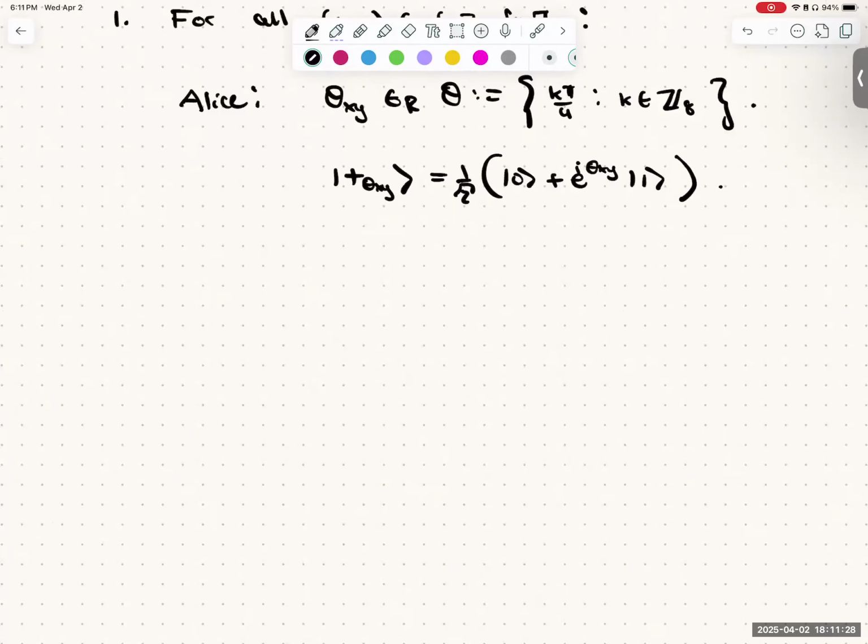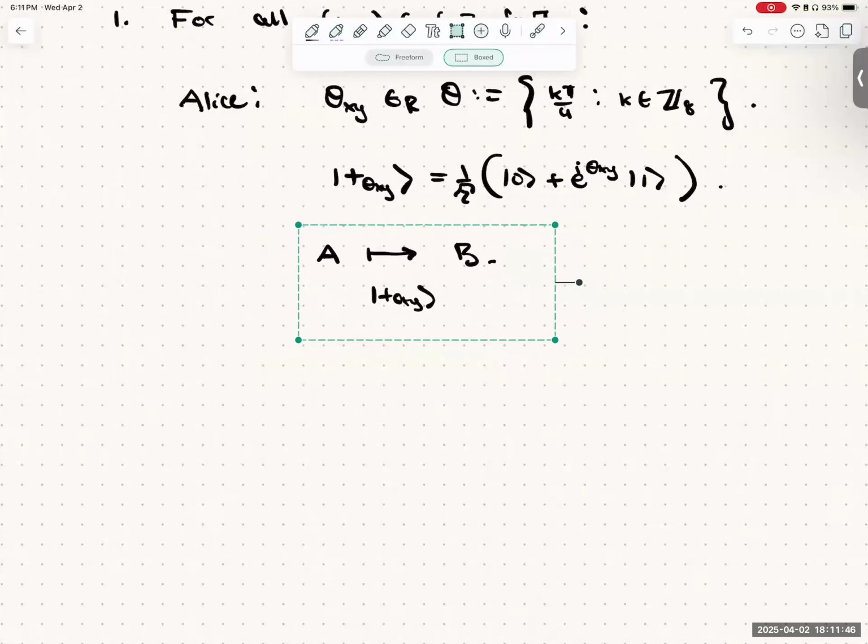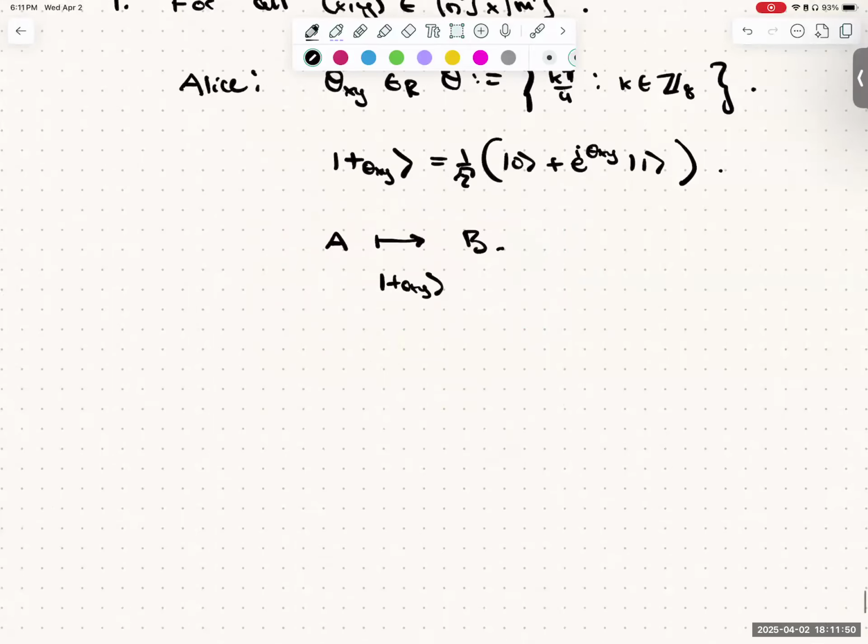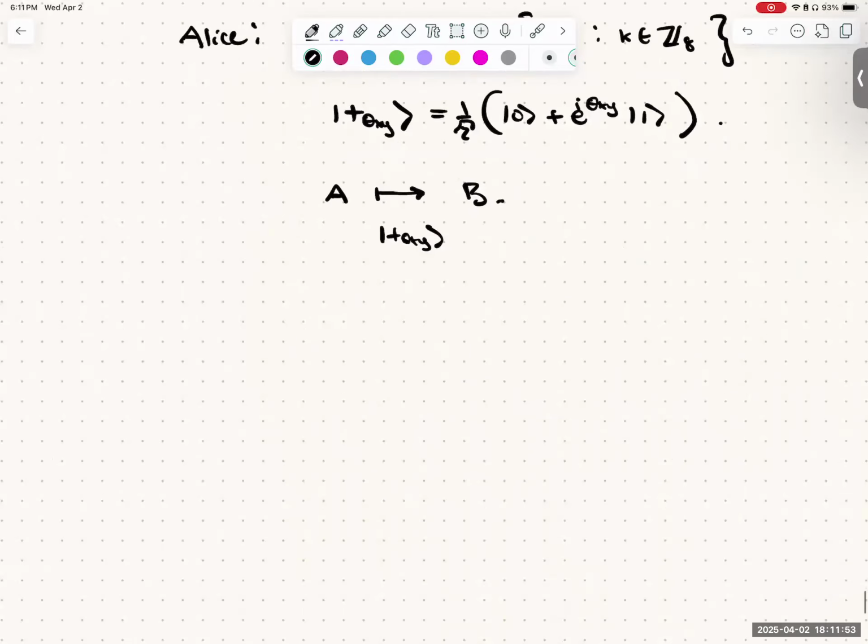And then I'll say Alice sends plus, maybe plus theta xy, to Bob. Just, I mean, that's maybe not a good notation. I'm just saying that Alice sends these single qubit by single qubit, or however, to Bob.